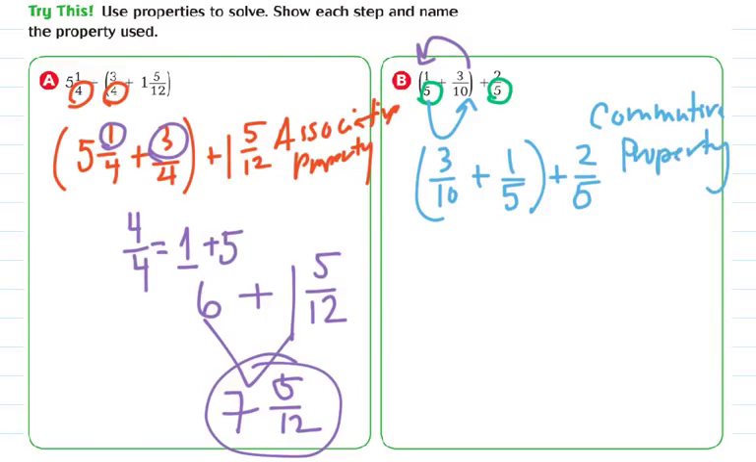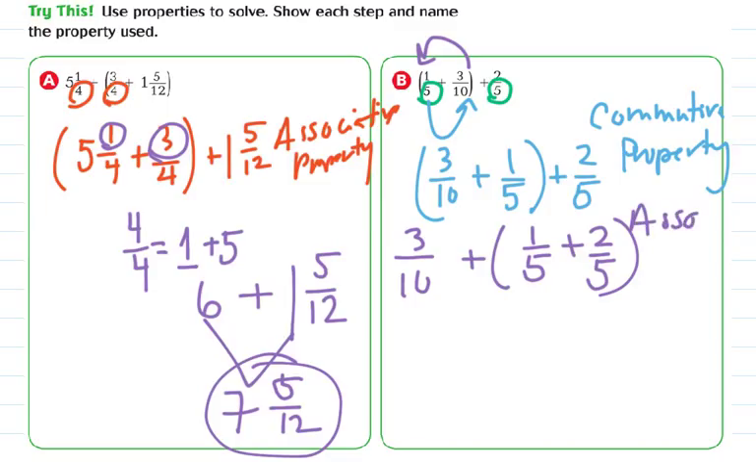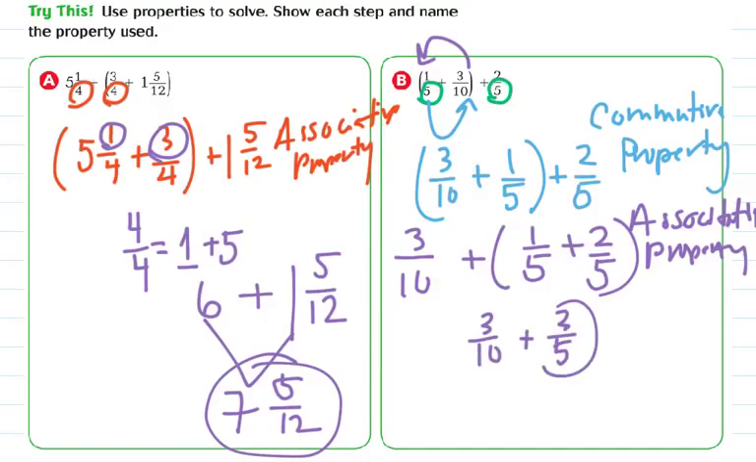And now next, we're going to use the associative property. So we're actually going to group the fractions with the like denominators together. And we're going to write down on the outside that we used the associative property. We're going to use mental math to add 1/5 plus 2/5, which would give us 3/5. And then we're going to rewrite 3/5 to have a denominator of 10.